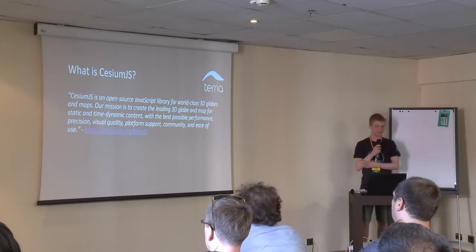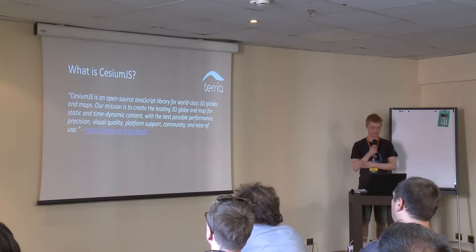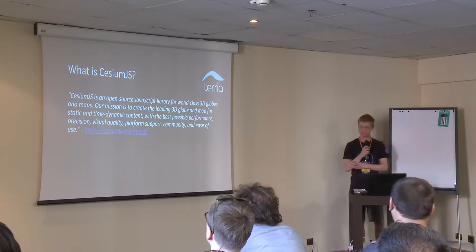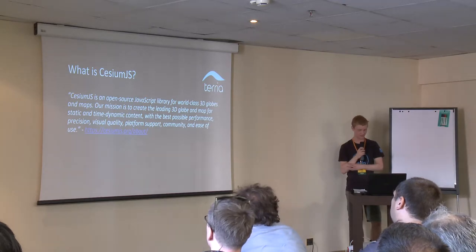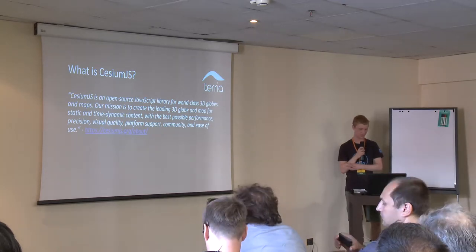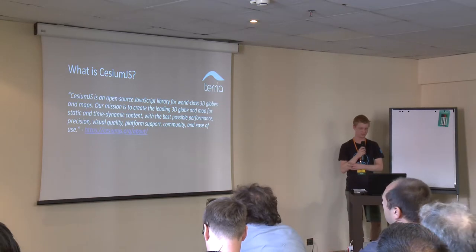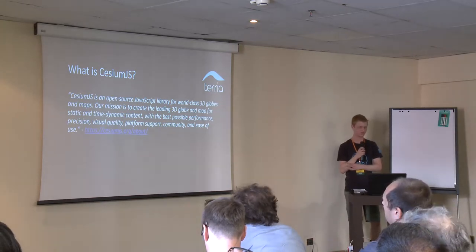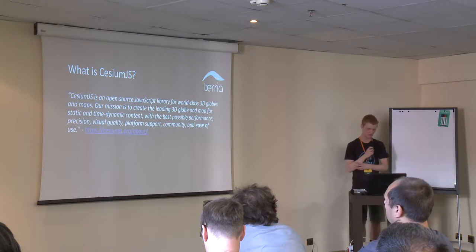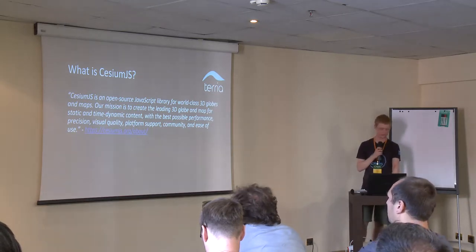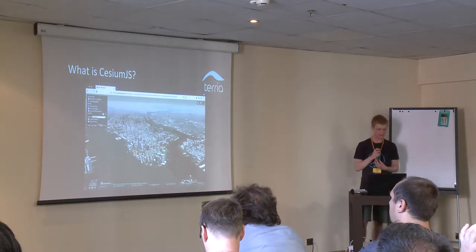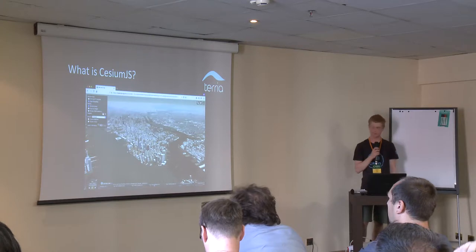So, what's Cesium.js? Cesium.js is an open-source JavaScript library for world-class 3D globes and maps. Our mission is to create the leading 3D globe and map for static and time-dynamic content, with the best possible performance, precision, visual quality, platform support, community, and ease of use. And that's taken from the Cesium.js website. Here's an example of Cesium being used to render the New York skyline from OpenStreetMap data using 3D tiles.